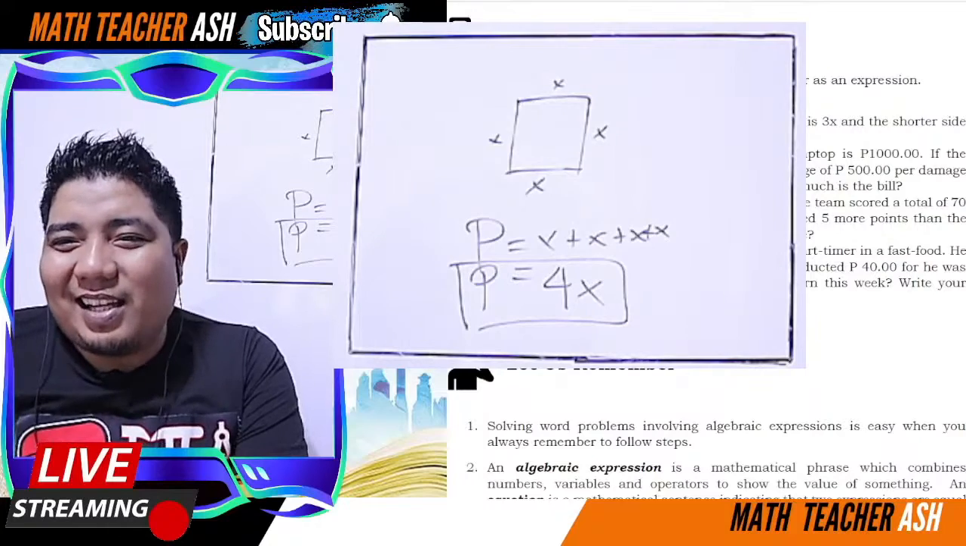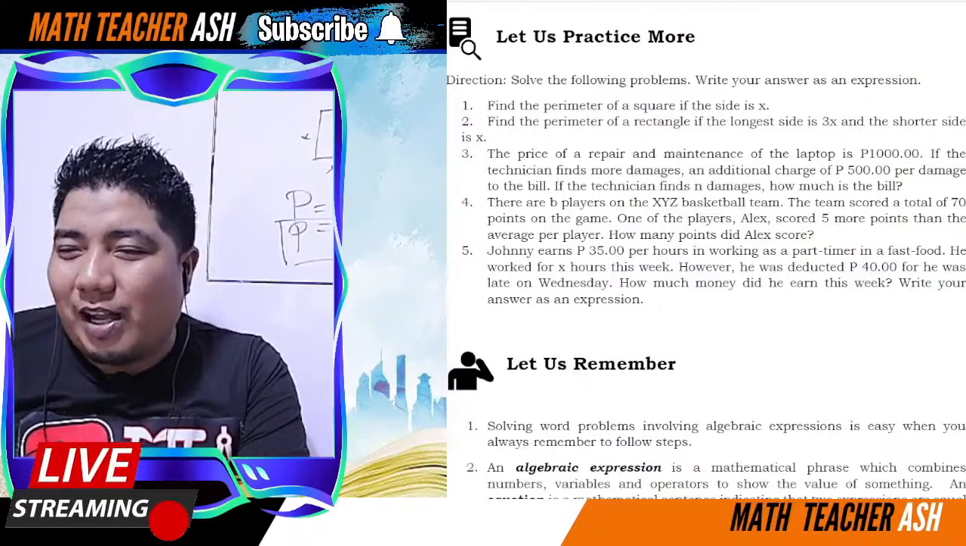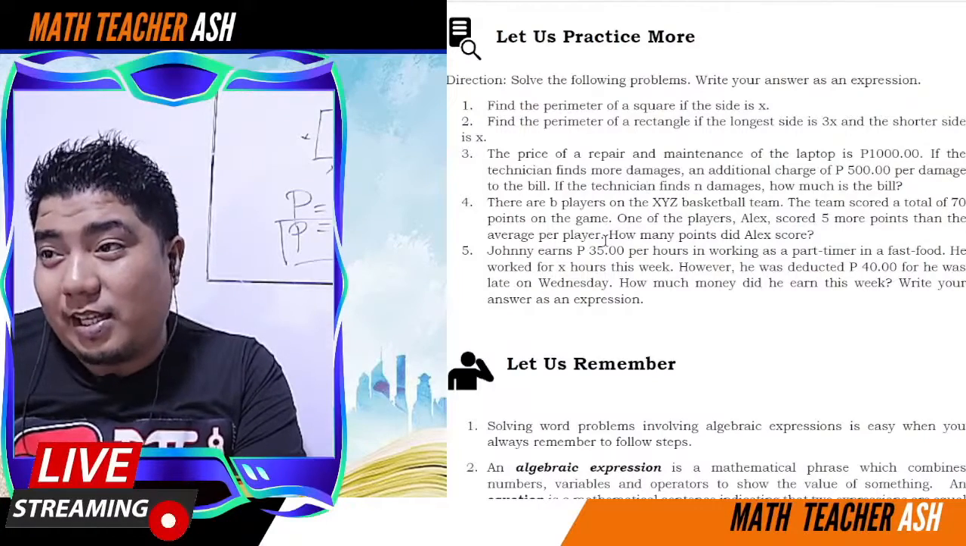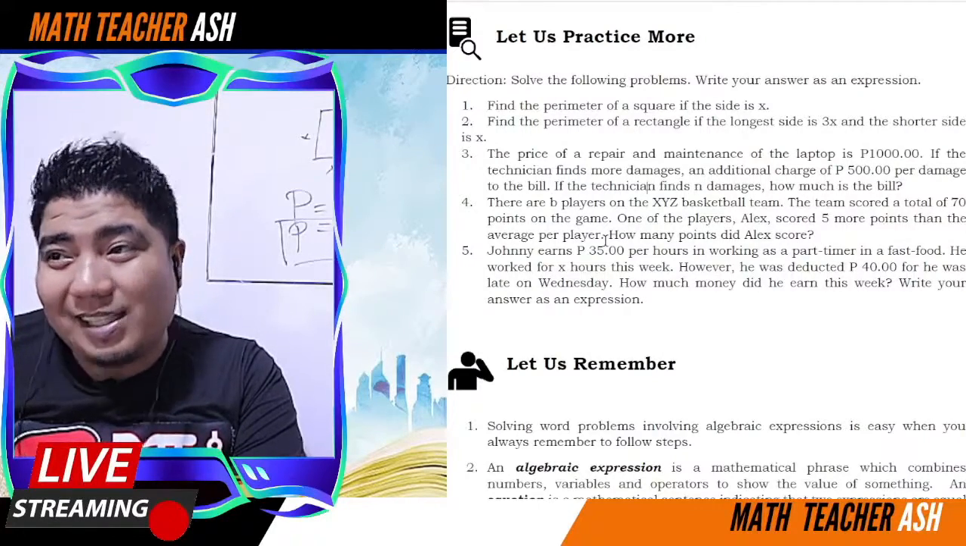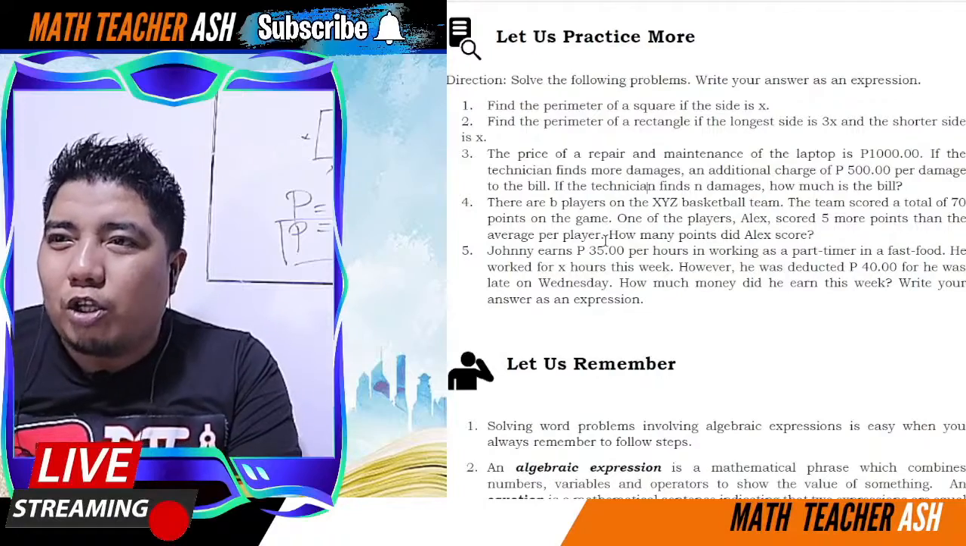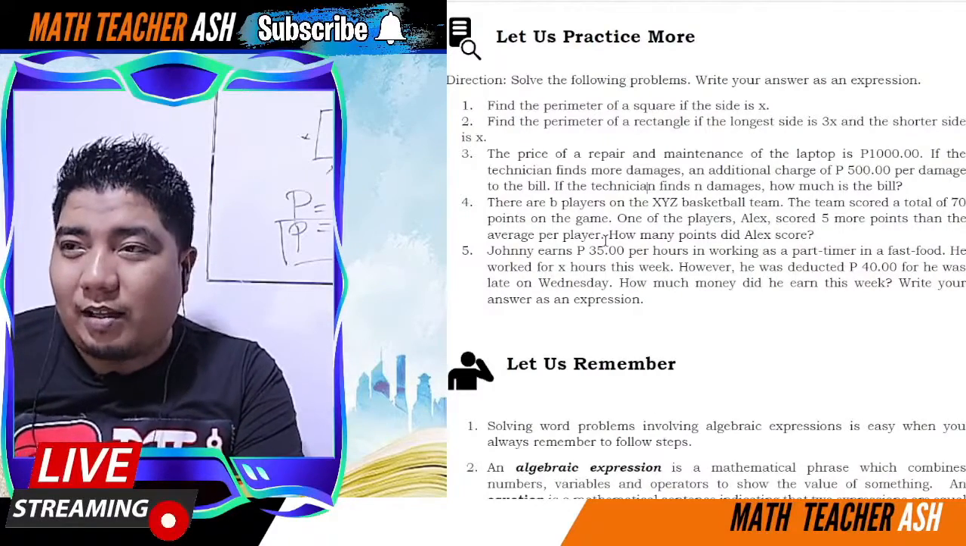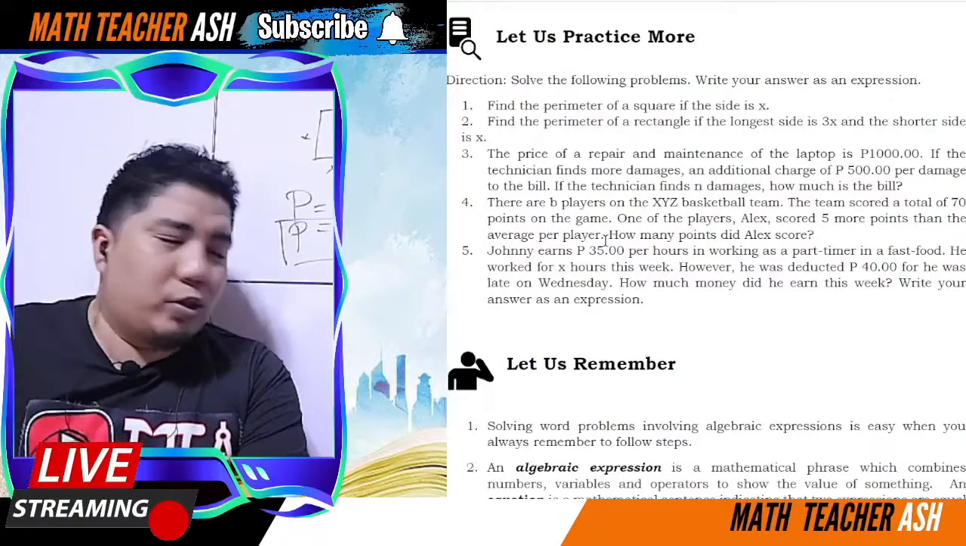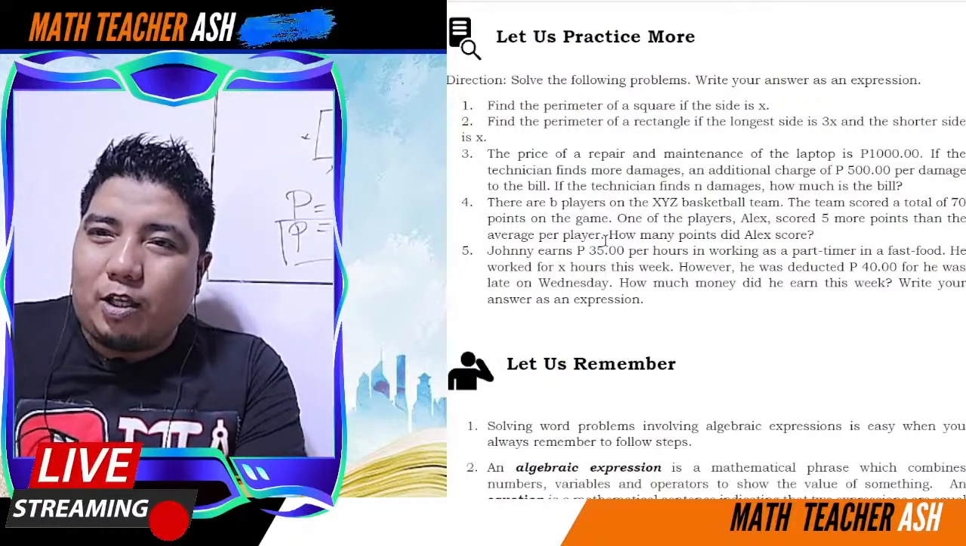Easy, right? Easy lang talaga, my dear math learners. Okay, how about number 2? Find the perimeter of a rectangle if the longest side is 3x and the shorter side is x. So, the longest side, of course, is the length and the shorter side is the width.